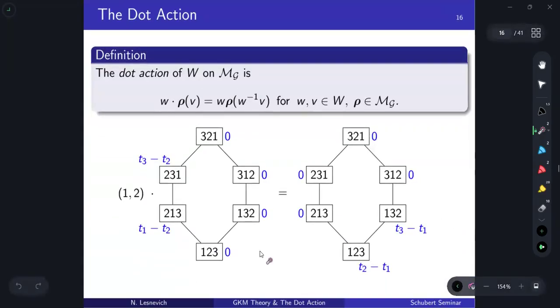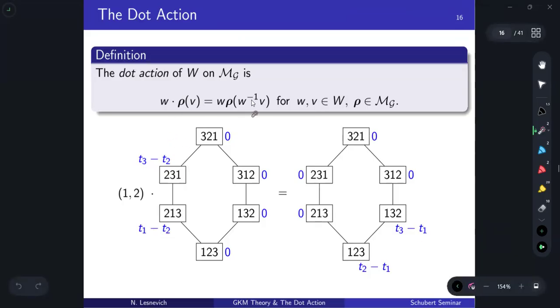Now, there's one last algebraic structure I want to put on this set, called the dot action. In the general case, even if it's not type A, and it could be type D or really any reflection group, you can build this out. We have a dot action of W, our Weyl group, on the set of splines built in this manner, right?